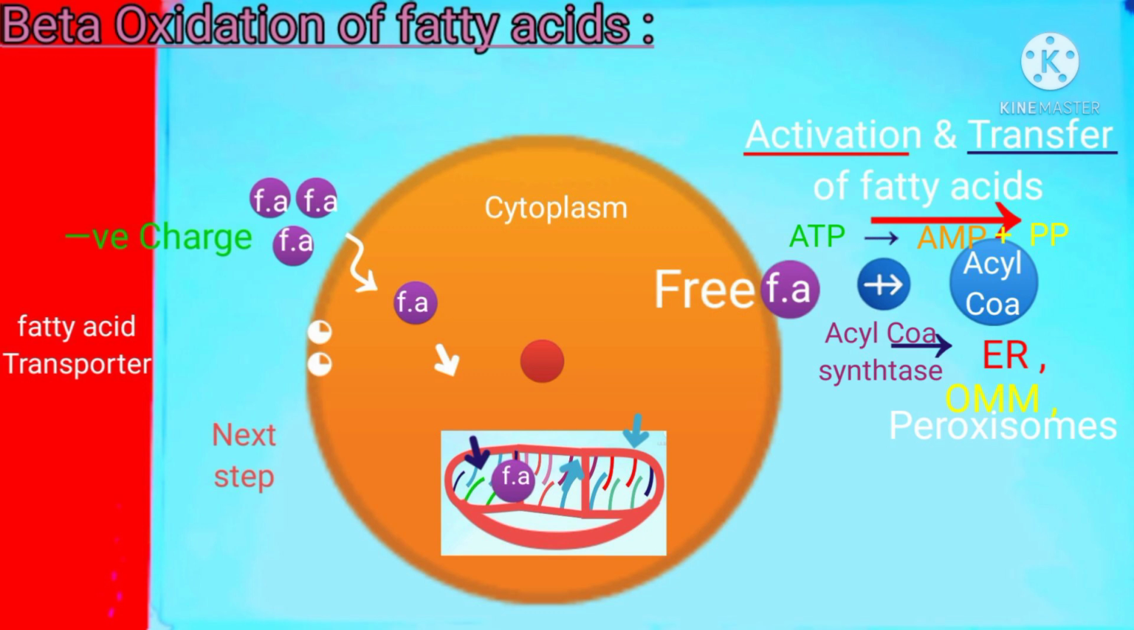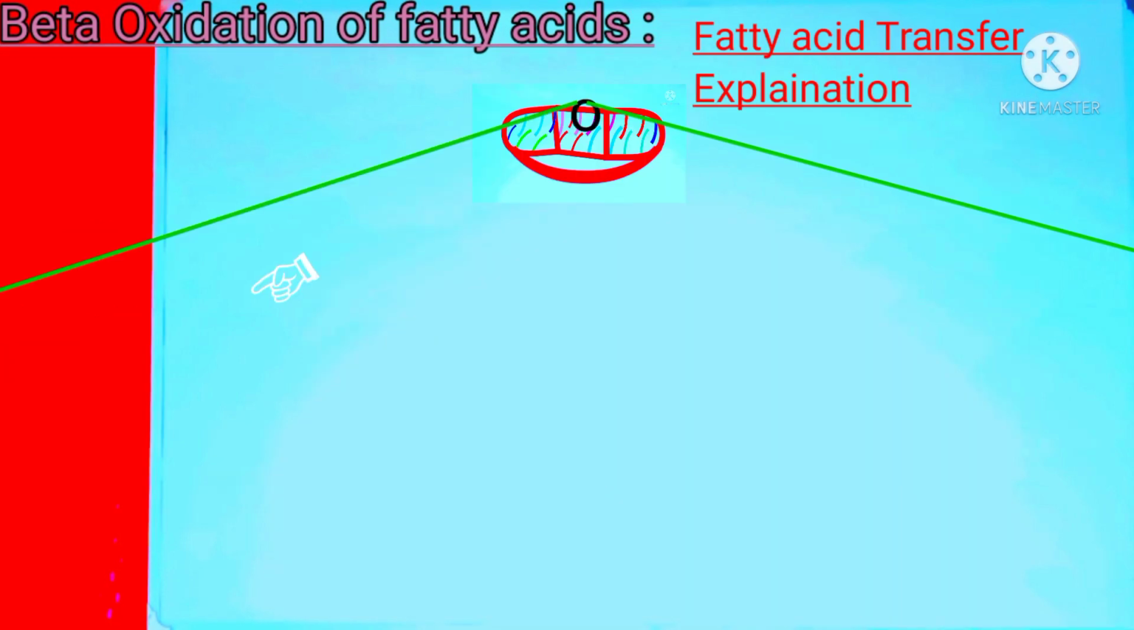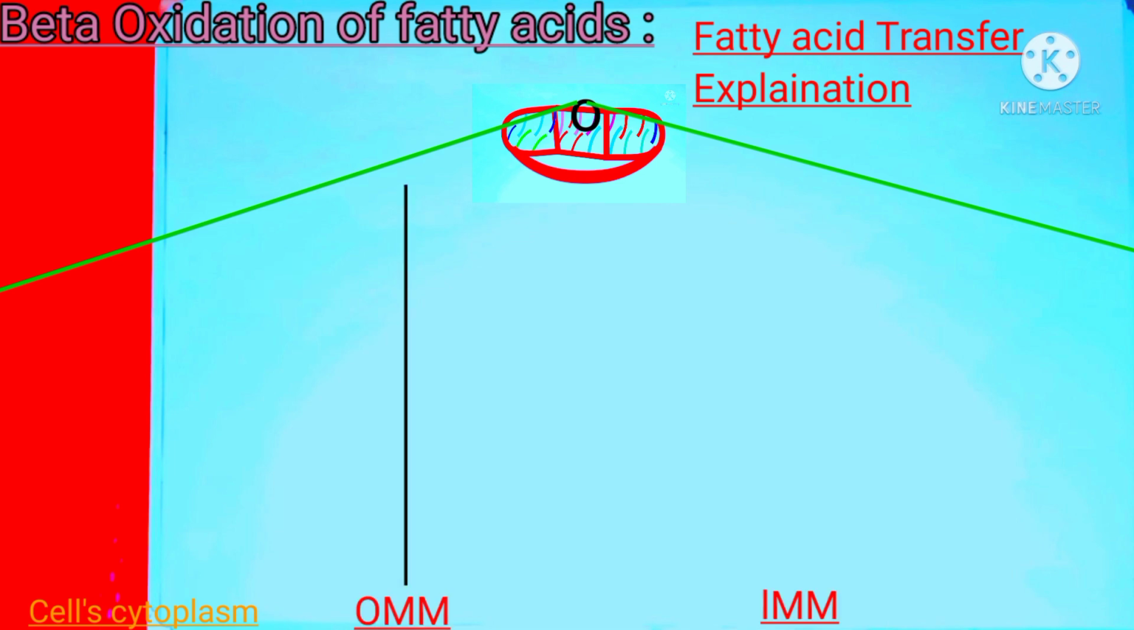Now we understand this transfer of fatty acid with a slight explanation. Suppose at this side we have the cytoplasm of a cell. We possess the outer mitochondrial membrane here and the inner mitochondrial membrane here. The space between them is known as the intermembrane space. At this side we possess the mitochondrial matrix.